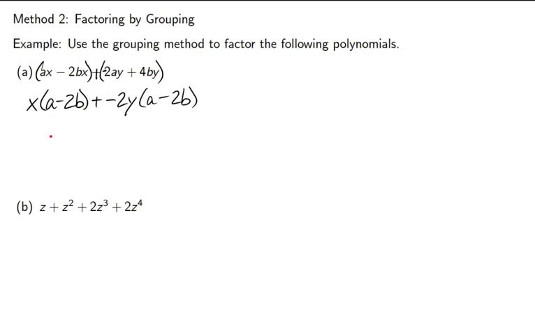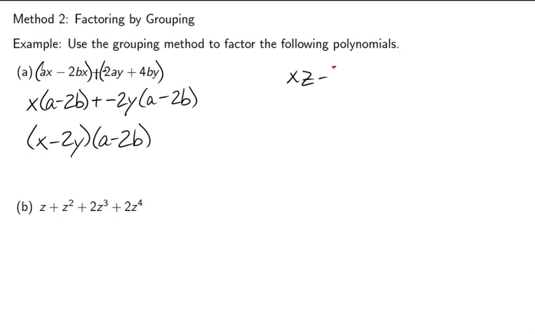So anyway, the final answer is take the coefficients, and I'm going to write it as x minus 2y. That goes in as one factor, and the common one is the other factor. Now a question I often get is, why doesn't the a minus 2b show up twice? So let me give you a little tiny picture of this.